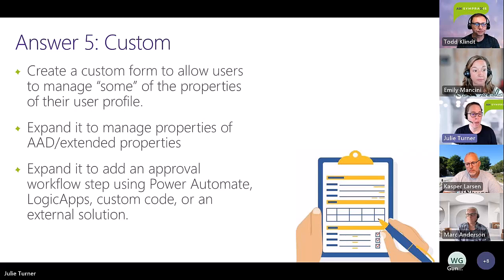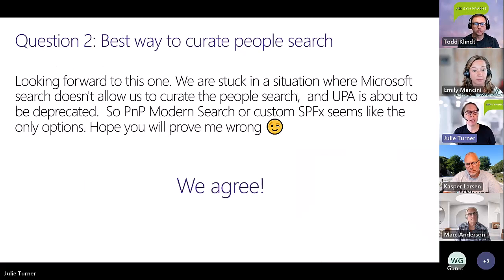Yep. All right. So our next question is the best way to curate people search. So this questioner is stuck in a situation where, I think, it was Casper. Yeah, I think actually it was. Well, here you are, live and getting your answer. So it doesn't allow you to curate people search, and the UPA is about to be deprecated. So PnP Modern Search or a custom SharePoint Framework solution seems like the only options.